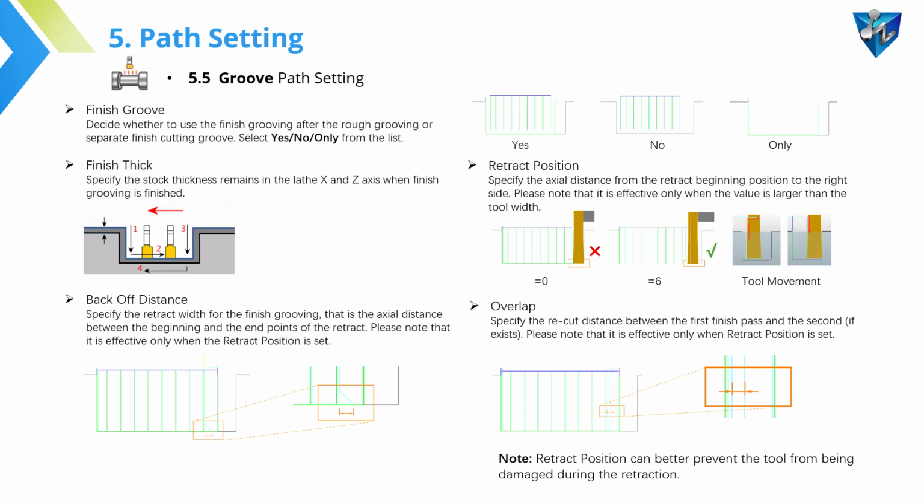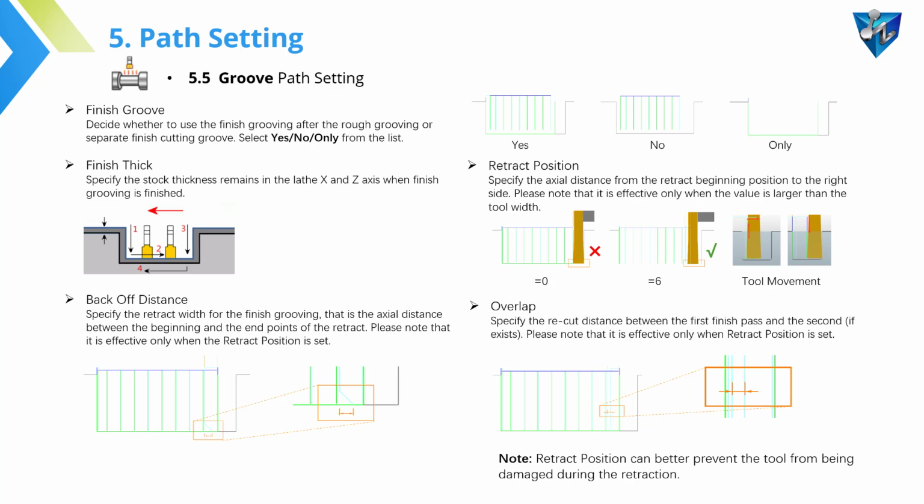Based on the 3 images below, we recommend the setup on the right. This is because when we set the retract position, the tool will first lift away from the sidewall and then move down along the sidewall. This machining method is safer.